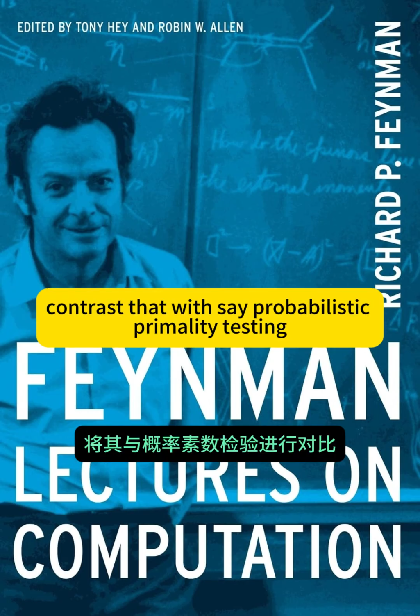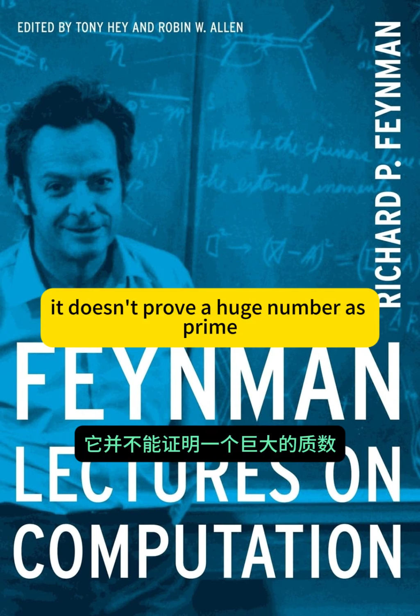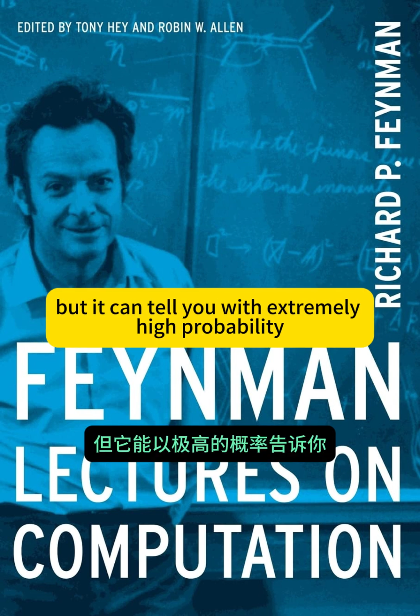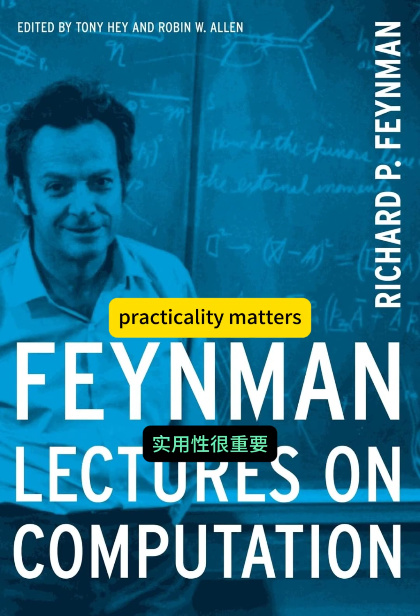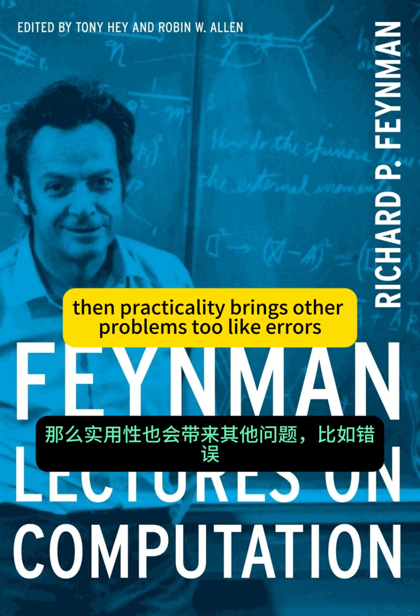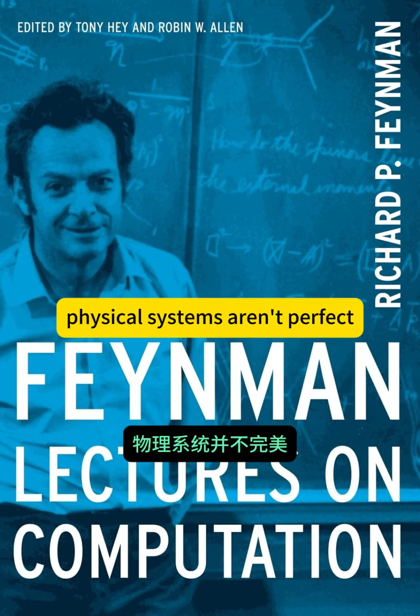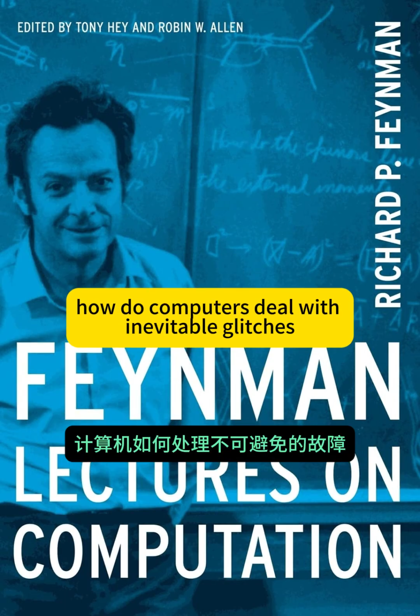Contrast that with, say, probabilistic primality testing. It doesn't prove a huge number is prime, but it can tell you with extremely high probability if it is, and it does it very efficiently. Practicality matters. And practicality brings other problems too, like errors. Physical systems aren't perfect. How do computers deal with inevitable glitches?